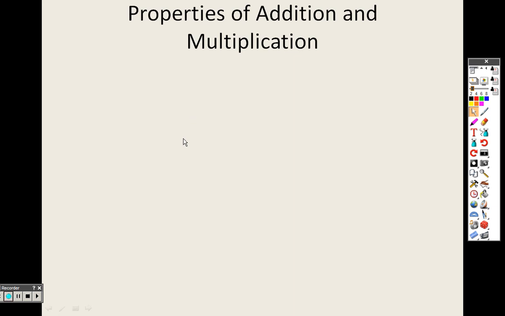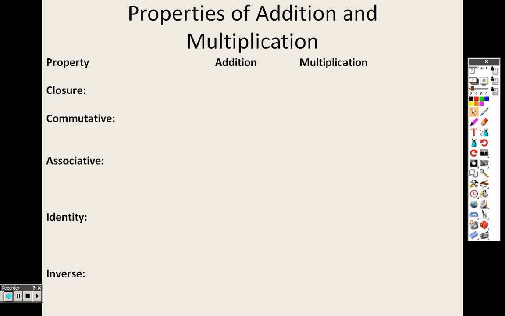So, properties of addition and multiplication. So you have this. Let's fill that in. We have the property, and we have the addition and multiplication column. So the closure property is basically just saying a plus b is real. What that means is if you add two numbers together, you'll get a real number. And it's the same if you multiply. If you multiply two numbers together, you'll get a real number.